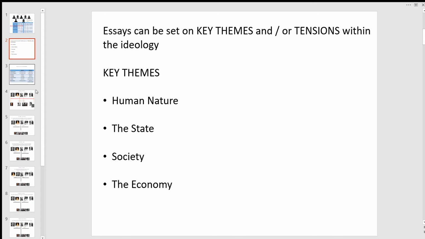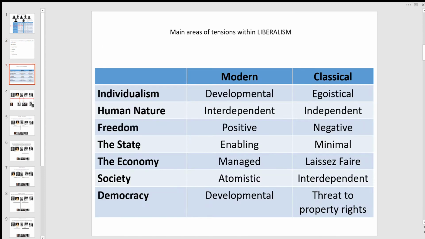So our key themes were human nature, the state, society, and the economy. And in each ideology, different tensions will come up, and often the essays are simply ways of repackaging these different kinds of tensions. The same terms will come up again and again.